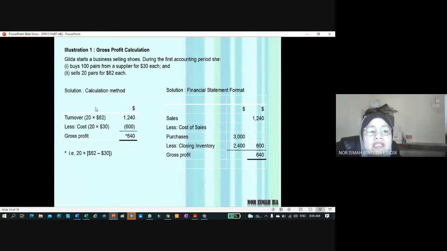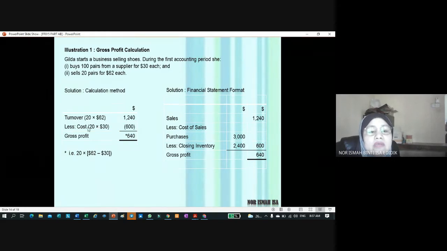So the calculation, we can say that the turnover or sales is: the company sold 20 pairs, so 20 multiplied with the selling price 62, so the turnover is 1,240. As for the cost of sales, we just take the goods that are being sold. So the number of goods that are being sold is 20.